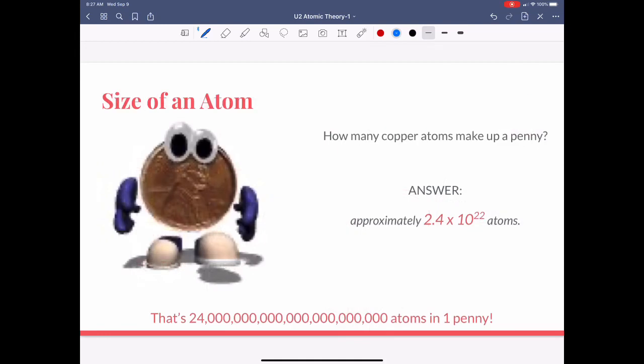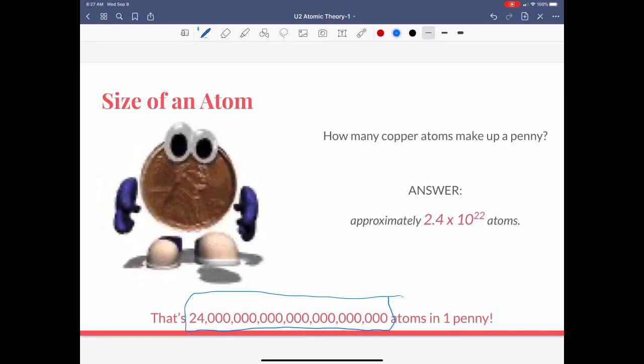Now when we look at the atom and its size, take one penny. Pennies are made of copper, and copper is an atom and an element on the periodic table. If we were to ask how many copper atoms are in a penny, it's 2.4 times 10 to the 22 atoms, which is 24 with 21 zeros behind it. So hundreds, thousands, millions, billions, trillions, quadrillions, quintillions. A huge number just in one small penny.